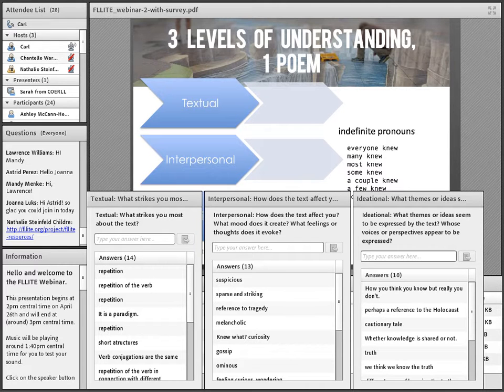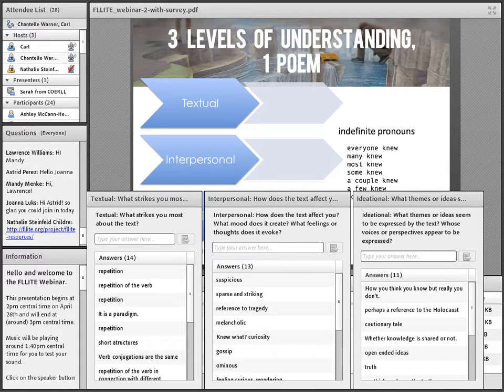Okay, it looks like the polls have gone a bit quiet, so I think I'm going to pick up from here. And you can see them as well there, and so you might notice that there are some similarities, especially in the text responses to the textual function, but there are also quite a lot of differences, especially in some of the thoughts that are represented under the ideational. I'm going to talk you through a little bit of my reading for teaching and my responses to the text and try to bring in some of what you said into that.